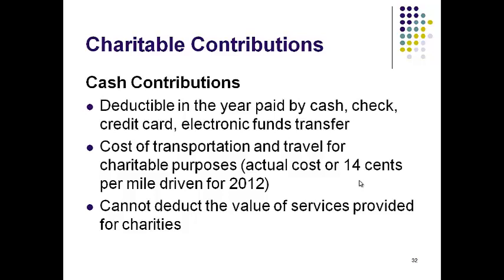We just need to know what year we actually paid, by cash, check, credit card, whatever. We do not get to take a deduction now if we've only pledged to make this contribution in some other year in the future. So we just follow the cash. When we give that cash up to a qualified charity, we then get to turn around and take that itemized deduction.